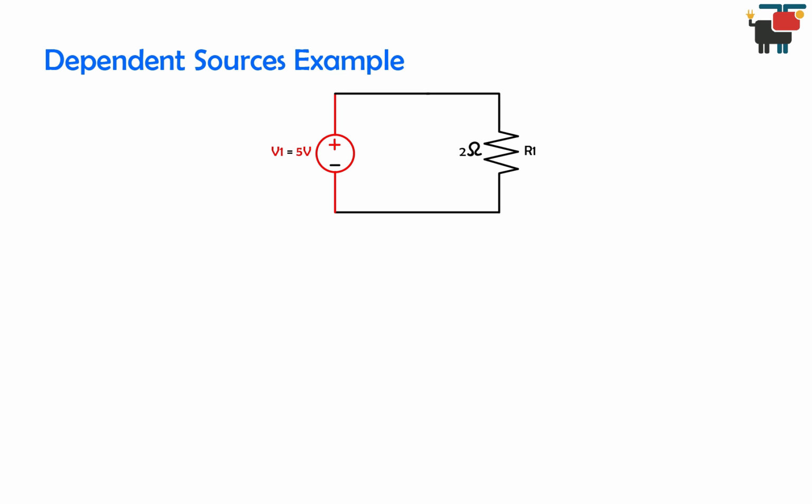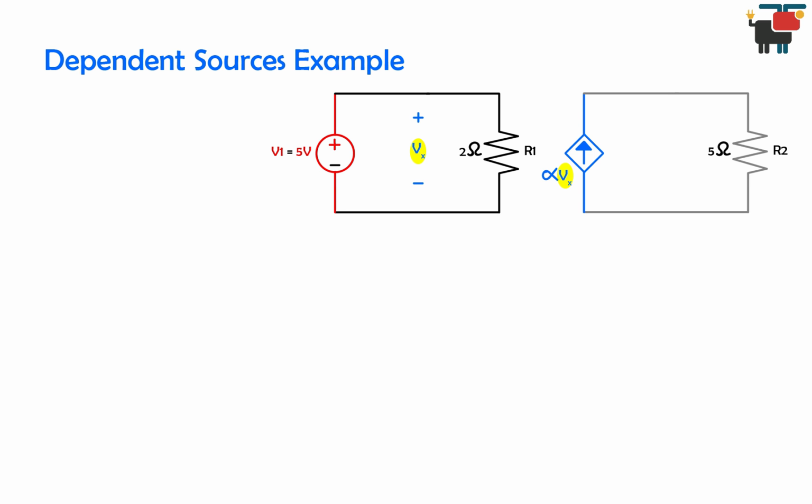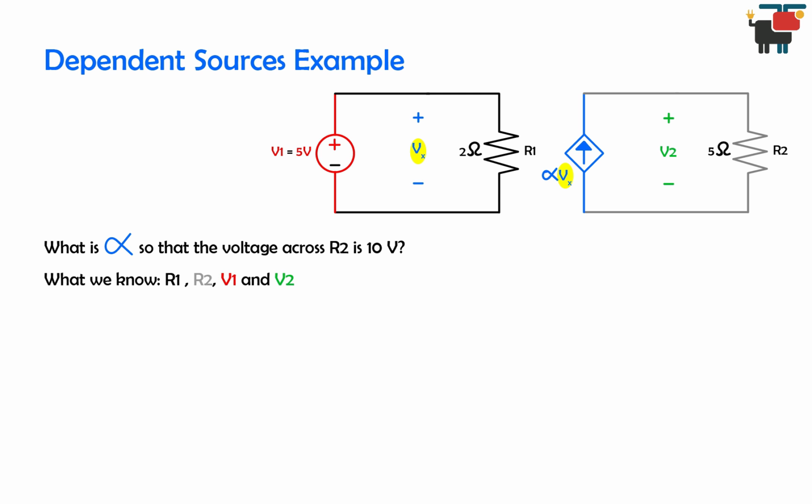We connect a 5-volt battery to a 2-ohm resistor, and we also have a dependent voltage-controlled current source connected to a 5-ohm resistor as shown here. What is the value of alpha so that the voltage across R2 is 10 volts? We know the voltages V1 and V2 and the 2 resistances R1 and R2. We need to find alpha.